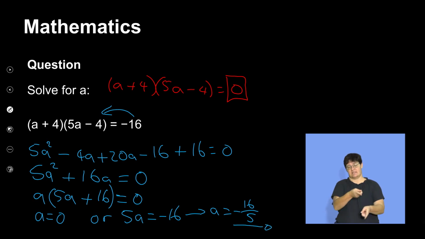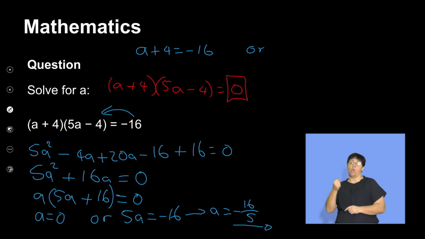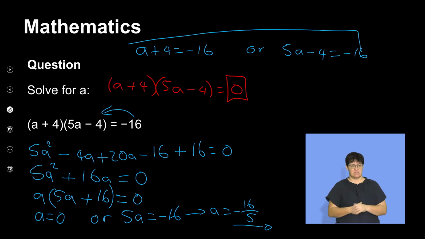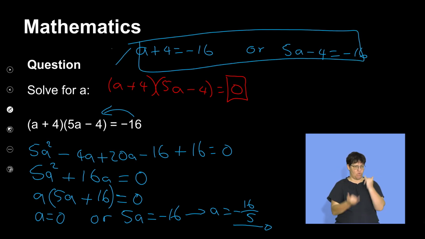And then you can always check your solutions. Please don't then try to say a plus 4 equal to minus 16 as one solution, and then say or 5a minus 4 equal to negative 16. This is very incorrect. Please don't even try it. Only when it is equal to 0 can you then use that rule that we've been talking about.